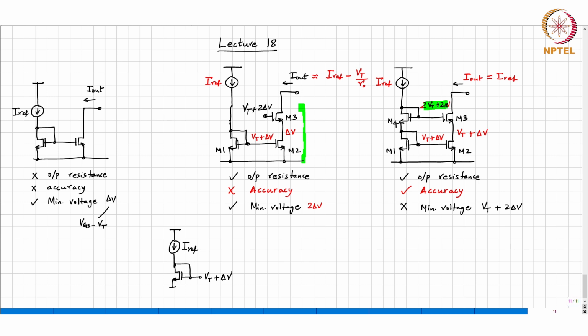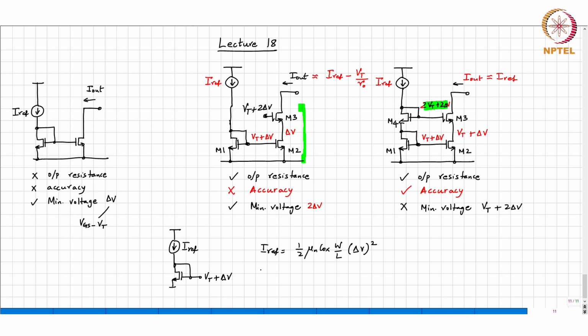Okay. Now if I want Vt plus 2 delta V, what do you think I should do? Okay, let me lead you to the answer. What is this saying? If you write the equations, basically it's saying Iref is nothing but 1/2 un Cox W by L times delta V the whole square. Okay, all right. Now if we want to generate Vt plus delta V by 2, what do you think we should do?